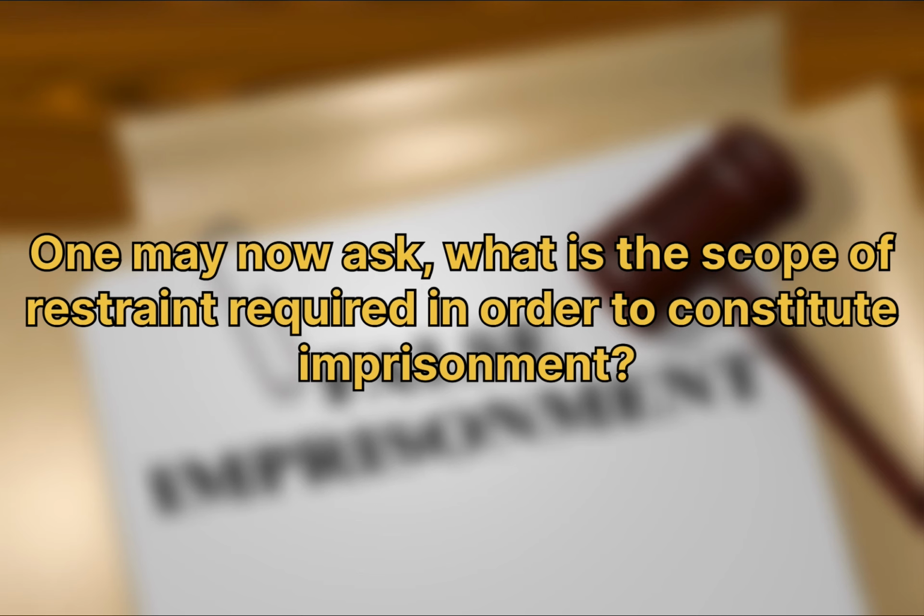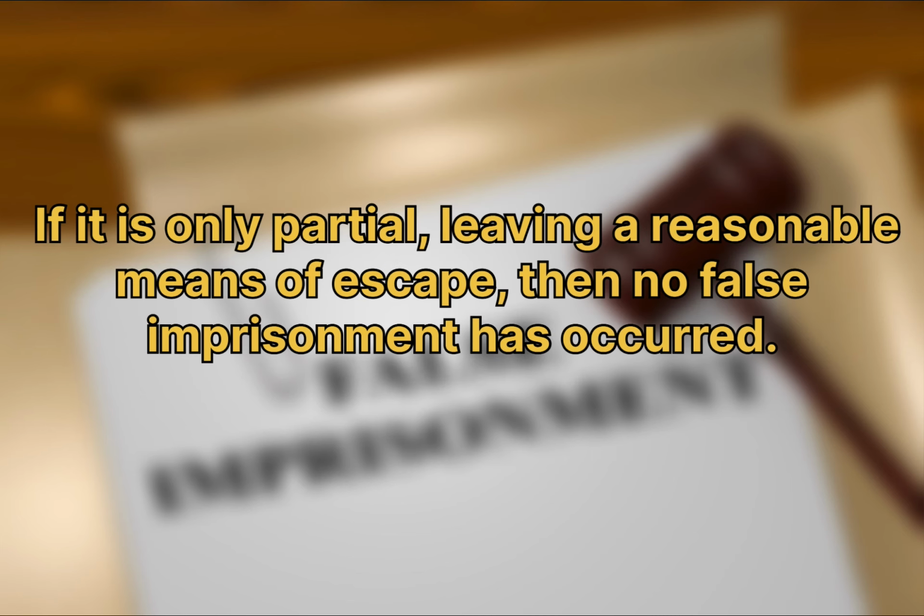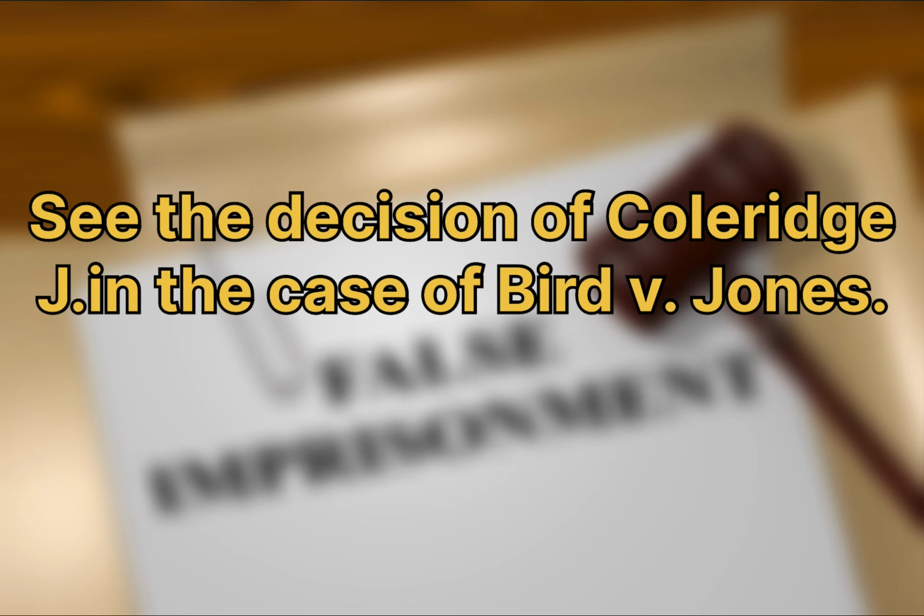Now, one may ask, what is the scope of restraint required in order to constitute imprisonment? The restraint in order to amount to imprisonment must be total. In other words, the person must be confined in all directions. If it is only partial, leaving a reasonable means of escape, then no false imprisonment has occurred. You can look at the decision of Coleridge J in the case of Bird versus Jones.